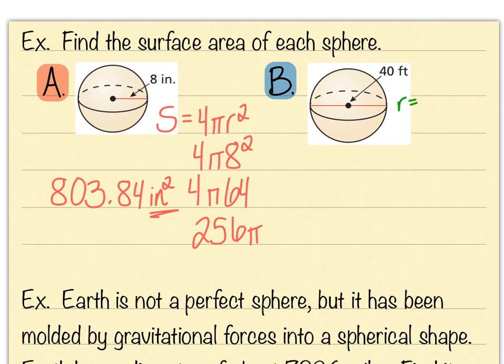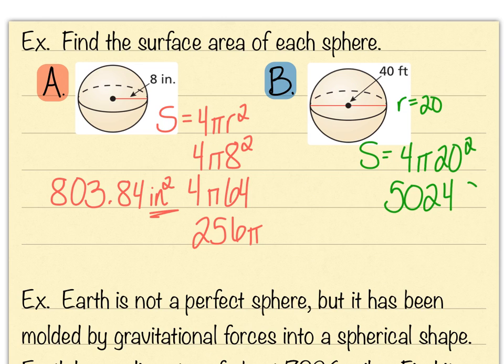So if the radius equals 20, then we're going to do S equals 4 pi r squared, or 4 times pi times 20 squared. And then 20 squared is 400. 400 times 4 is 1600. And 1600 times 3.14 is 5024. And again, I used 3.14, not the pi button, when I did mine, but you're welcome to use the pi button.